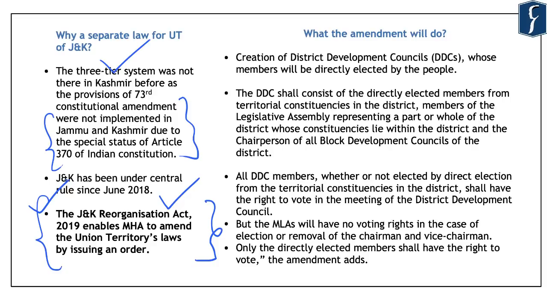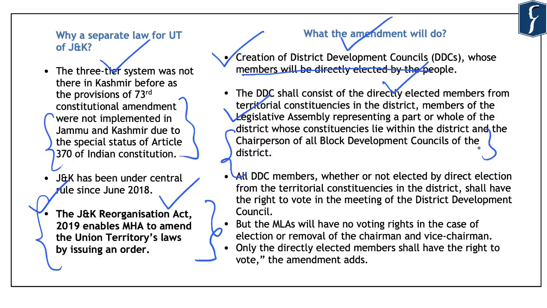Now what are the amendments that have been done by the Ministry of Home Affairs? First, it seeks to create the district development councils whose members will be directly elected by the people. Second, these district development councils shall consist of directly elected members from the territorial constituencies in the district. Secondly, it will include the members of the Legislative Assembly that represent a part or whole of this district, those whose constituencies are within the district. And also it will consist of the chairperson of all the block development councils of the district.